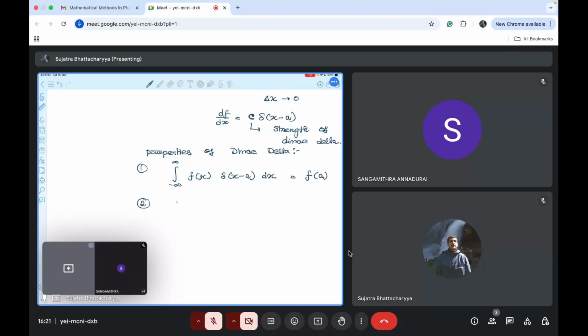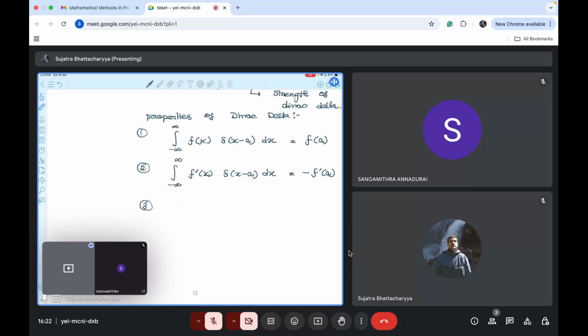Number two, the integral from minus infinity to infinity: if f dash x, the derivative of the function, is multiplied with delta of x minus a, the Dirac delta, it becomes minus f dash a. These two are important. Otherwise, this is also, you can say, x minus a.